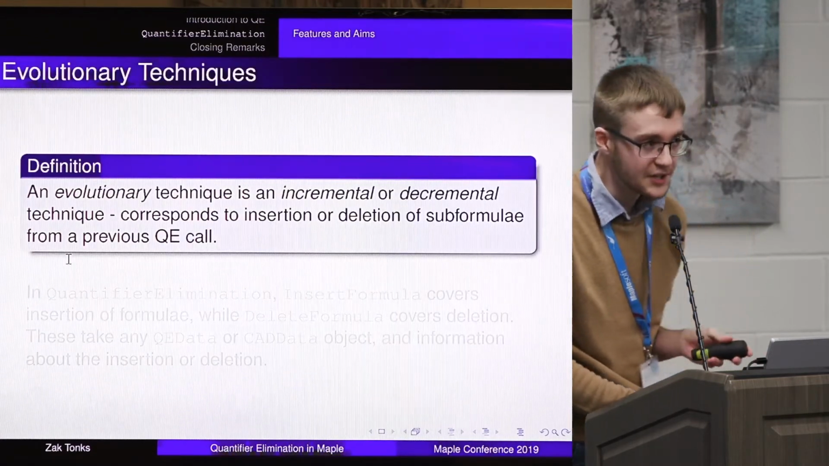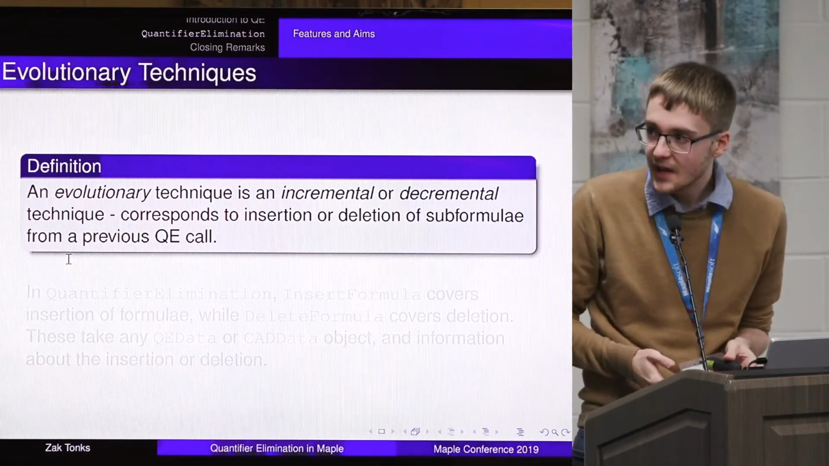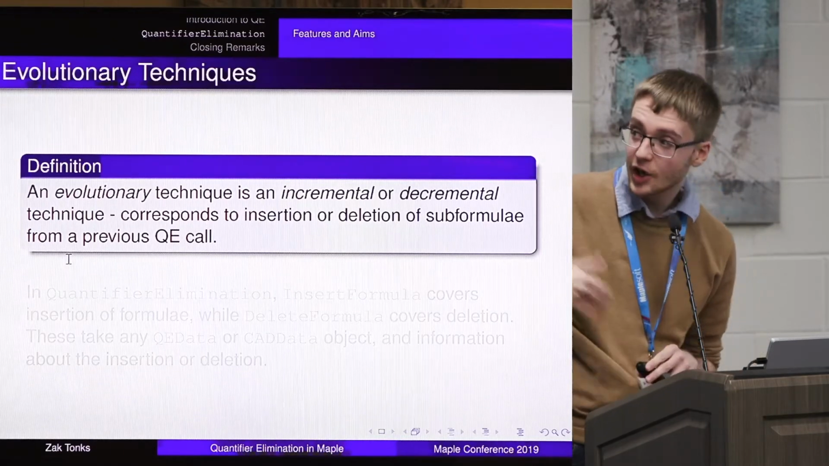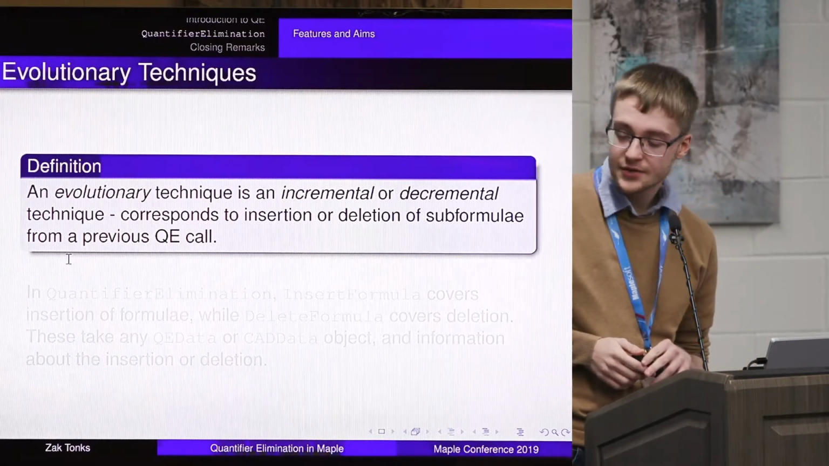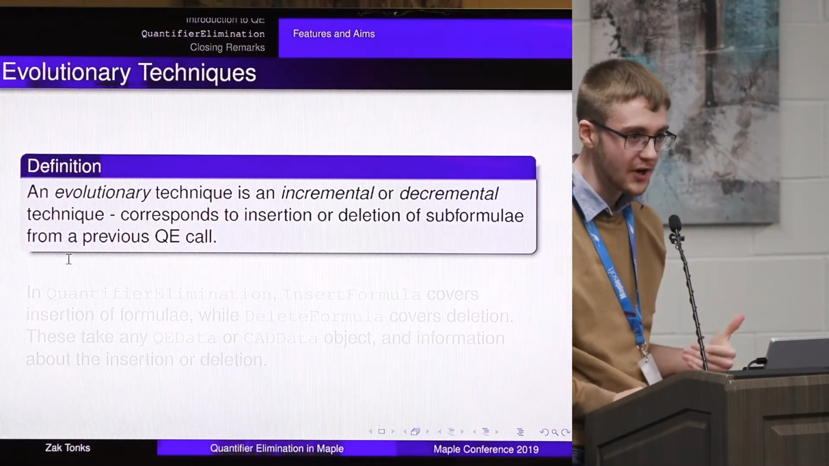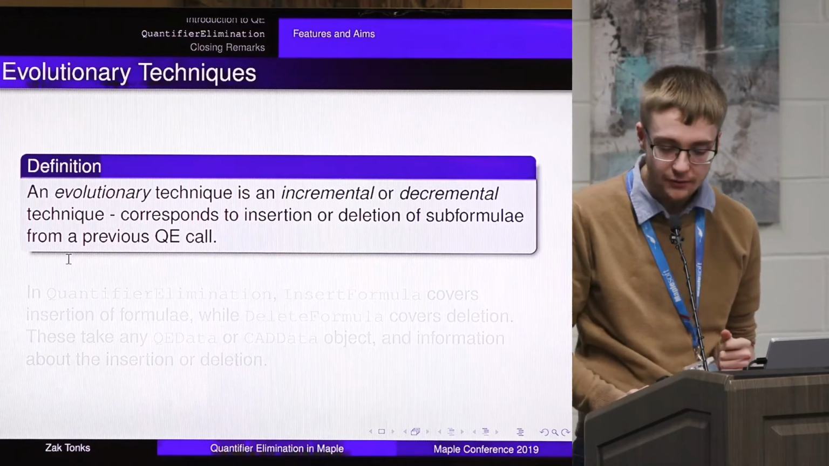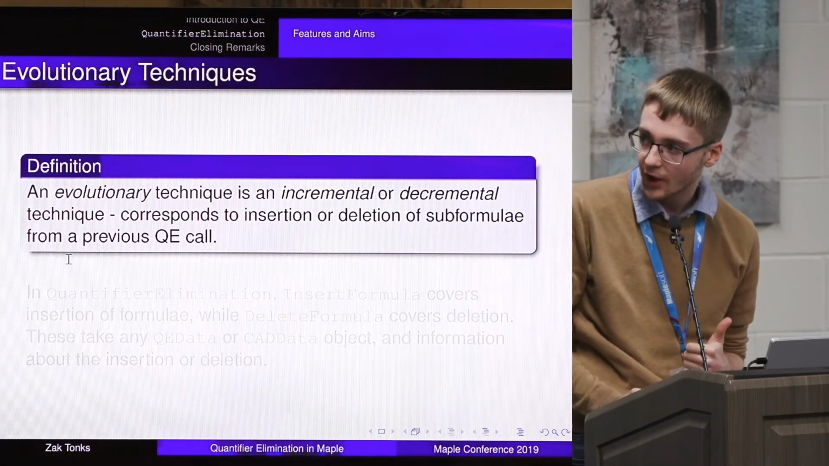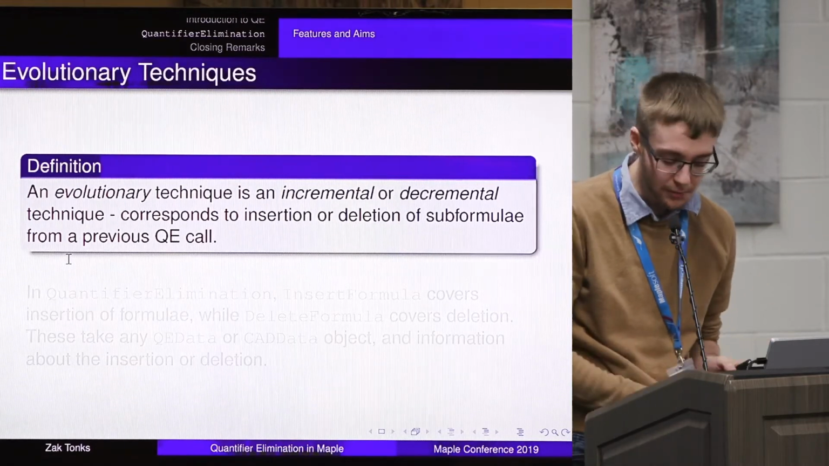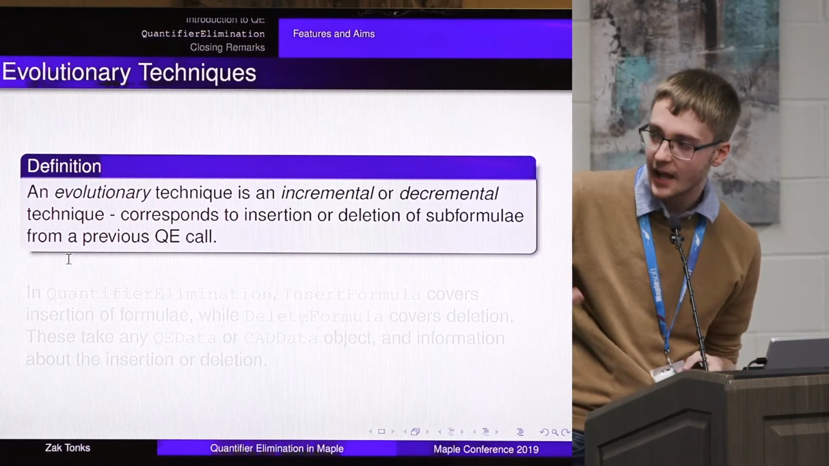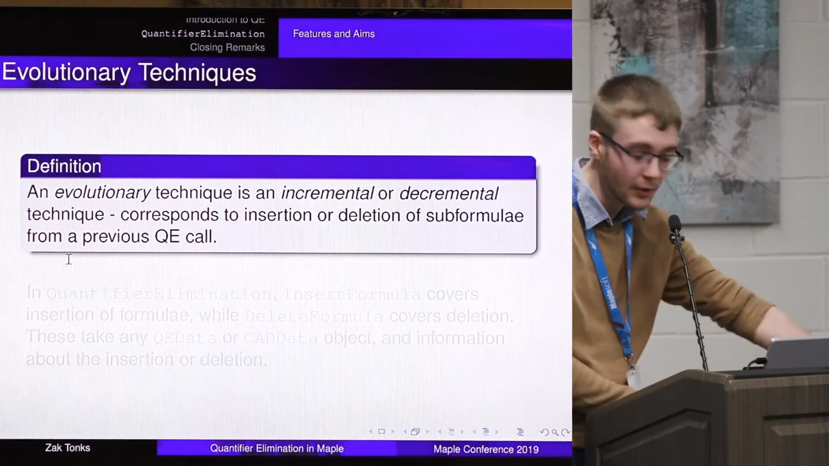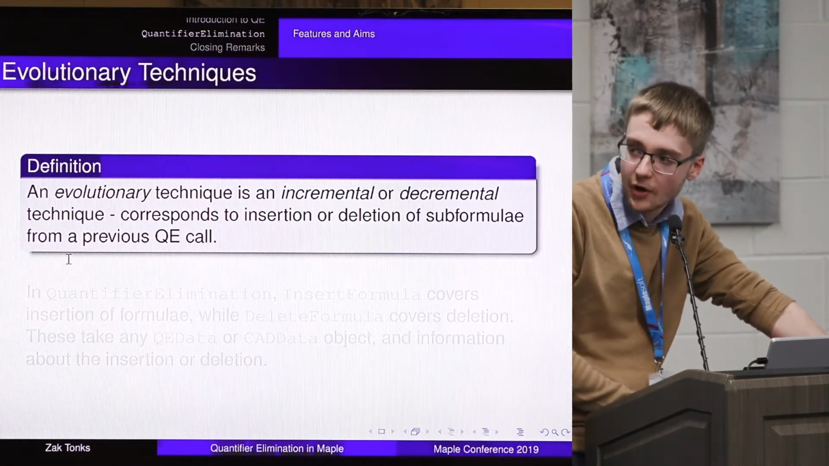So now I will belatedly explain what an evolutionary technique means. For me, I use the word evolutionary because incremental and decremental should mean different things. Incremental means you do QE on an original problem, and then you want to add some more constraints, right? You want to insert some formula into the original formula you did QE on, but you reuse the data structures that you already used for your first problem, right? So this is evolutionary, but here many people use incremental to mean both incremental and decremental. I don't like that, so here I use the word evolutionary.